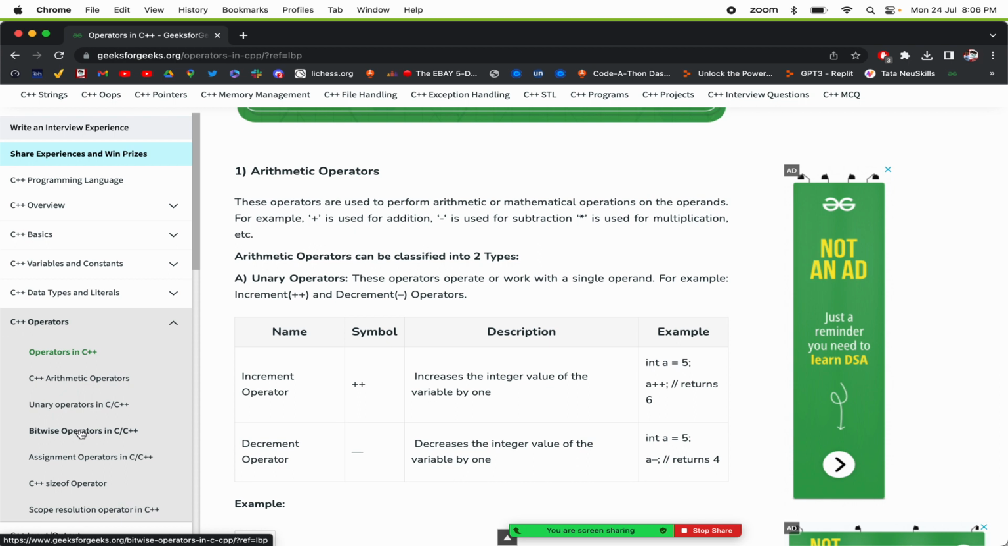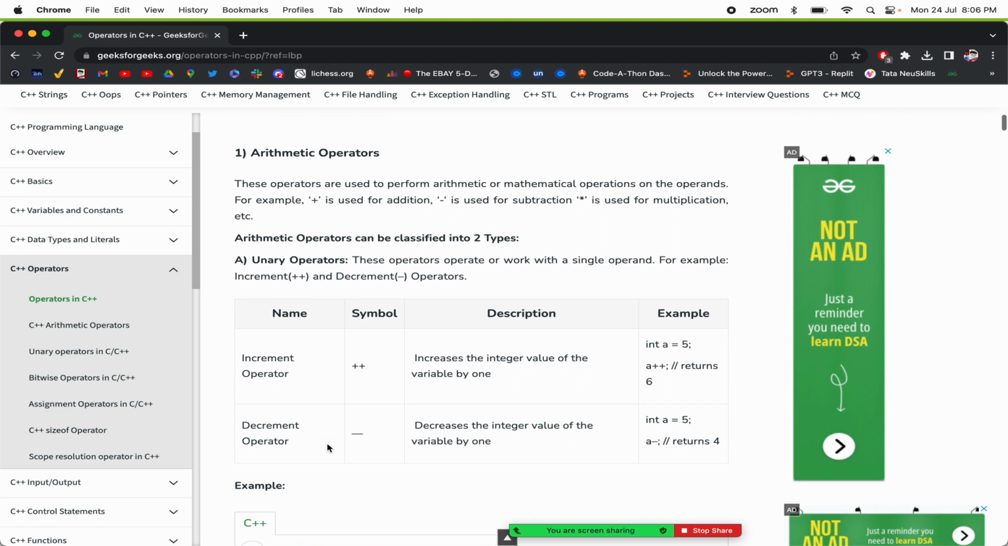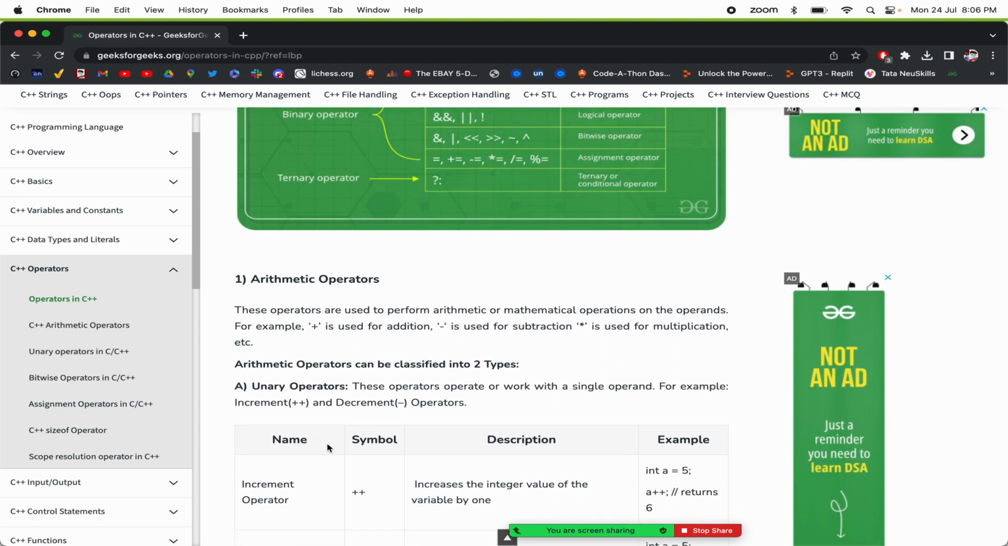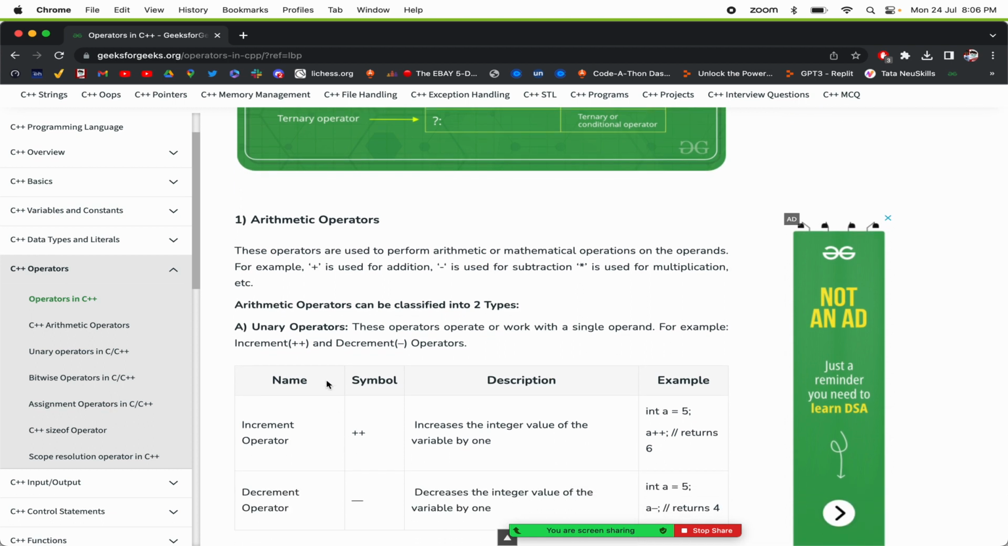There are two types of arithmetic operators. One type is the arithmetic operators which are used to perform mathematical operations on the operands, on integers, or you can say on numbers. So these are used to perform mathematical operations on numbers.